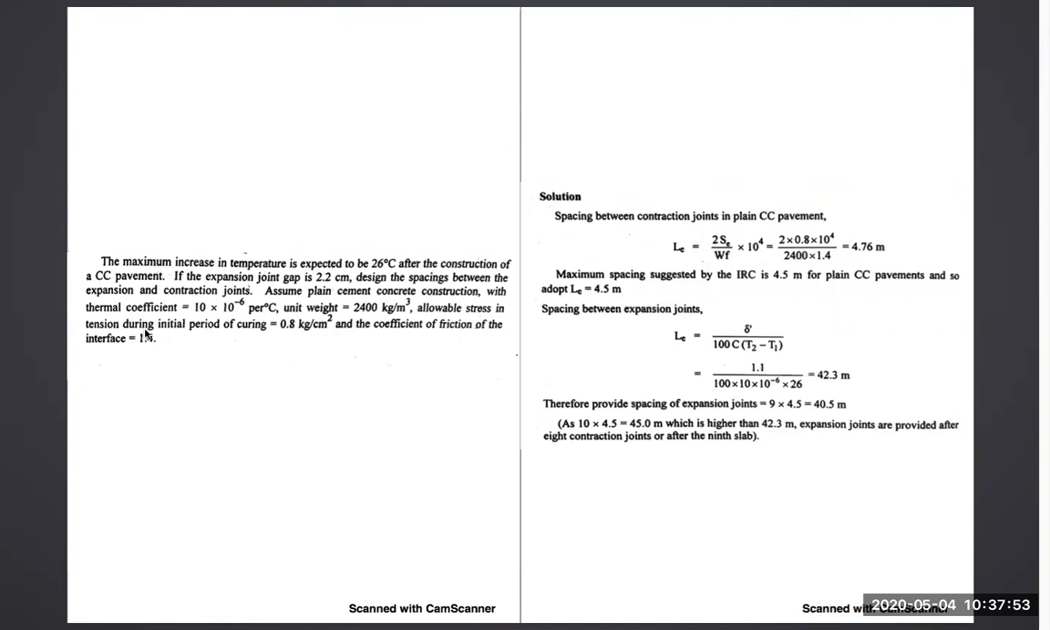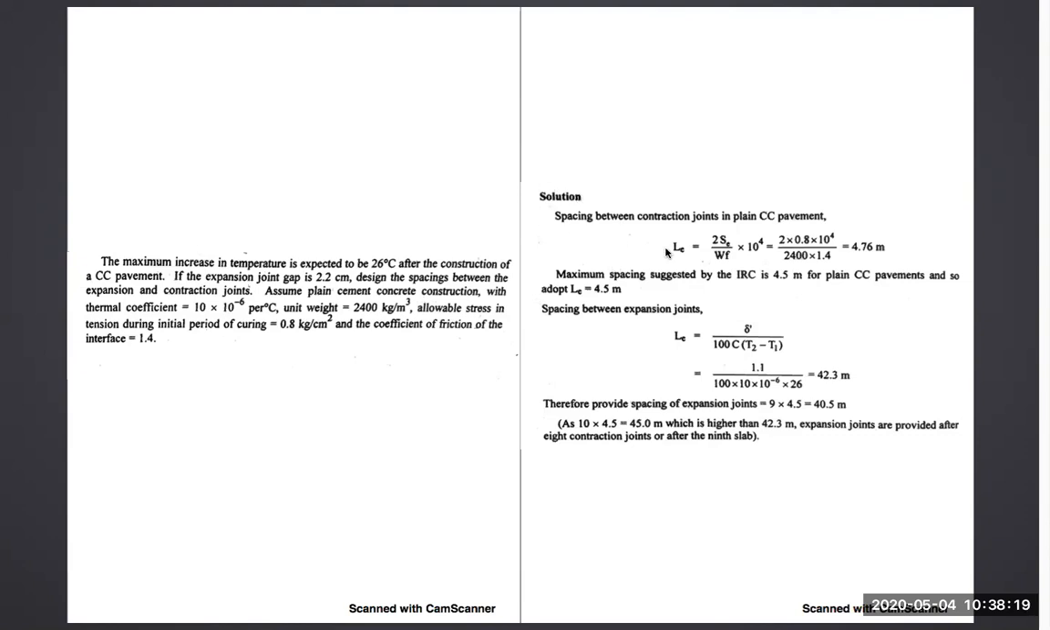So we'll be designing the contraction joint as well as expansion joint. Both has been asked here. Design spacing between expansion and contraction joint. So both has been asked, and you need to provide with case one. We have discussed two cases here. So here it has been asked with respect to case one with plain cement concrete. Contraction joint should be designed for plain cement concrete.